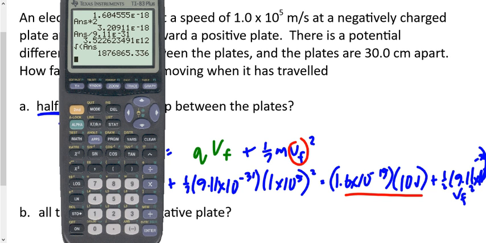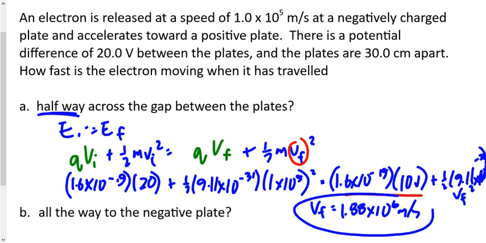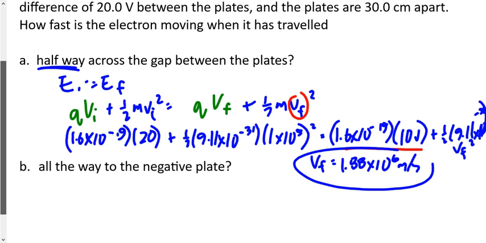So we get 1.88 times 10 to the 6. Which is perfectly reasonable. Usually, that's a really common speed for a charged particle. 10 to the 5, 10 to the 6 meters per second. Could be a little higher, could be lower, but that's right in the range that we usually expect to see. What about when it's going all the way across to the negative plate? Well, that's like the car going all the way down the hill to the bottom.